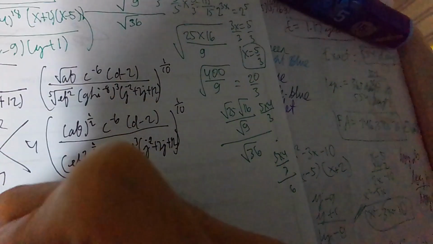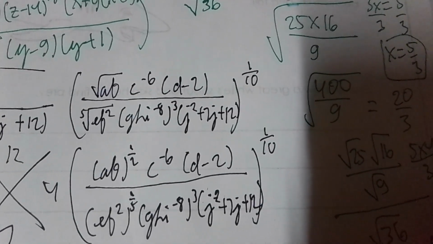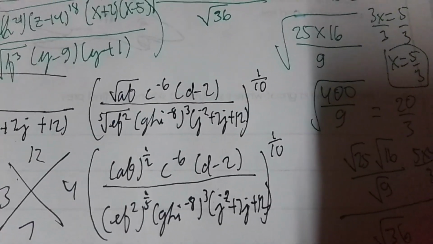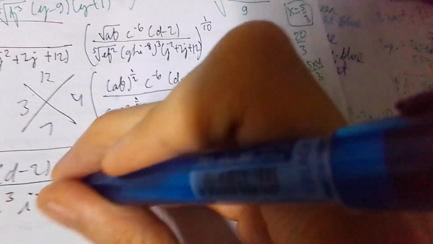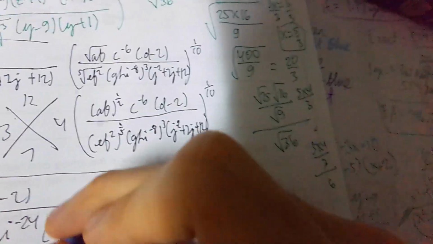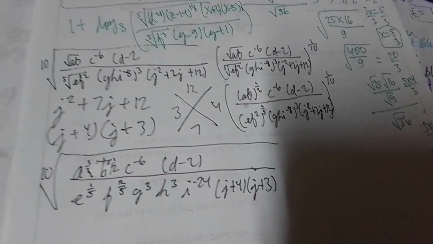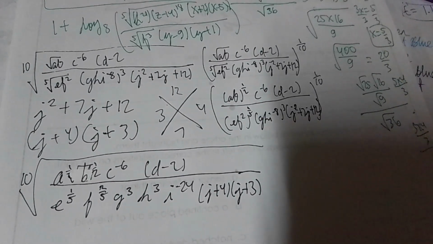GHI. So, G cubed, H cubed, and I, because I is being raised to the negative 8 power, what do we do to the I? We raise that in power law. So, therefore, it becomes I raised to the negative 24 power. And then the J, remember, we have J plus 4, J plus 3. So, that's what we're gonna do. And they're all being raised to the 1/10 power. Rewriting that to 1/10, diba?